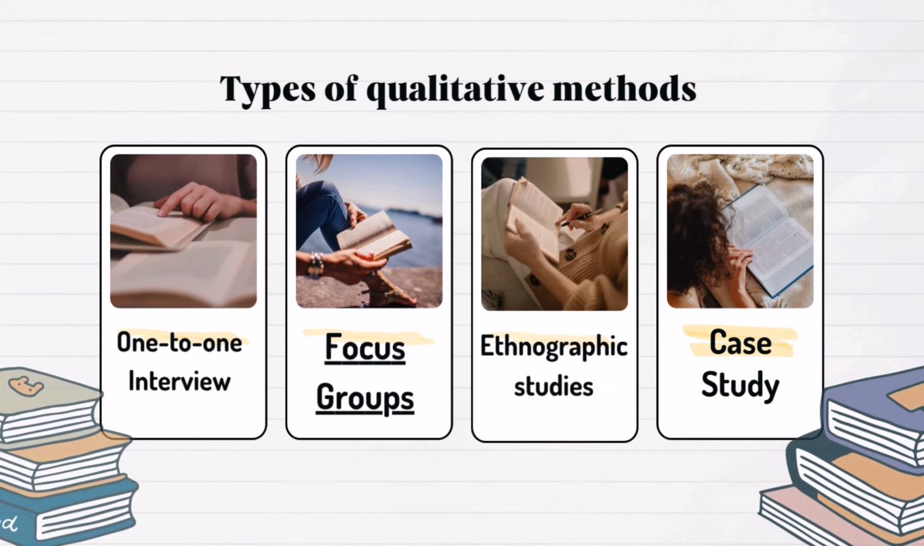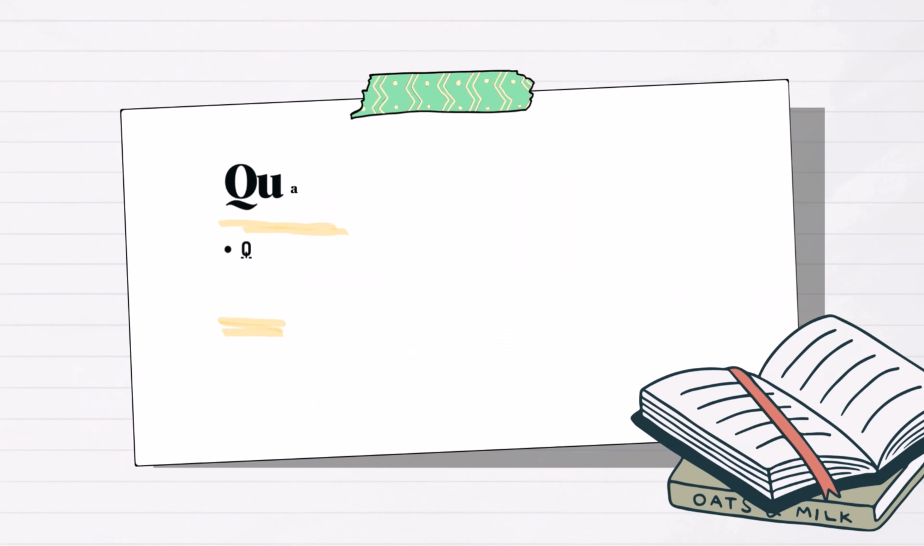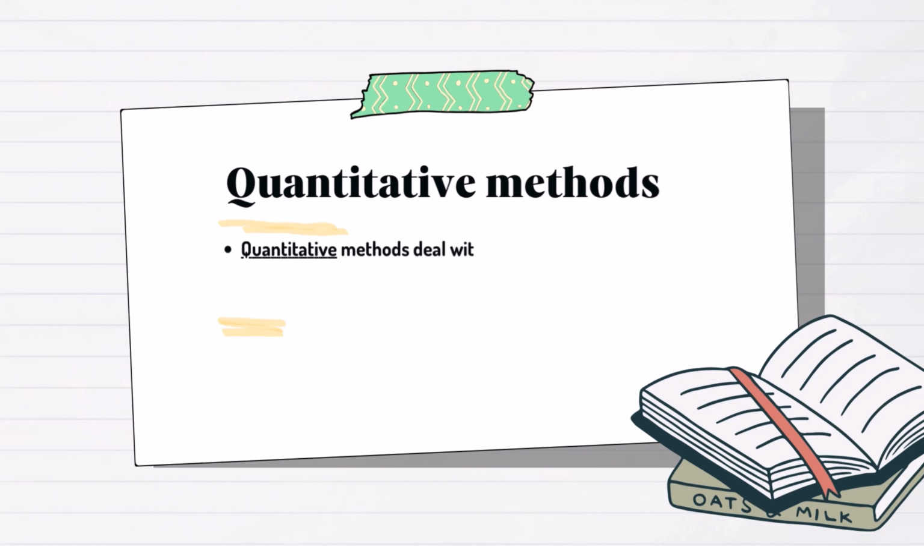Types of qualitative methods include: 1. One-to-one interview. 2. Focus groups. 3. Ethnographic studies. 4. Text analysis. 5. Case study.